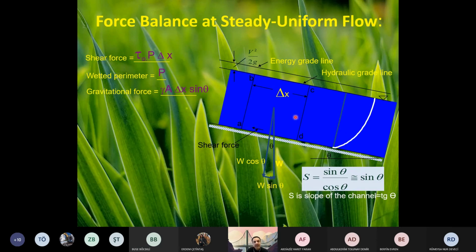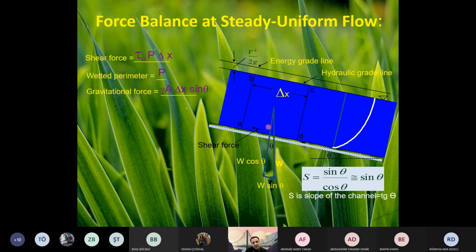Gravitational force acting what? Last session, I talked about it half over. The gravitational force is the force that is in the direction of what? Direction of flow. Why? You have motion because of gravitational force. And you look here. You see this W sine of theta is in the direction of flow. Yes, Buse? I think you never forget it. Gravitational force is the force in the direction of flow. It is W sine of theta.